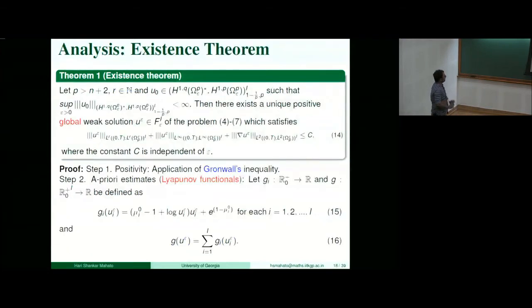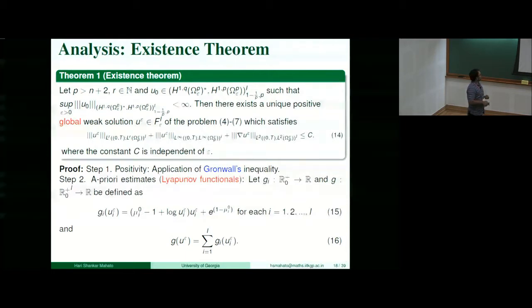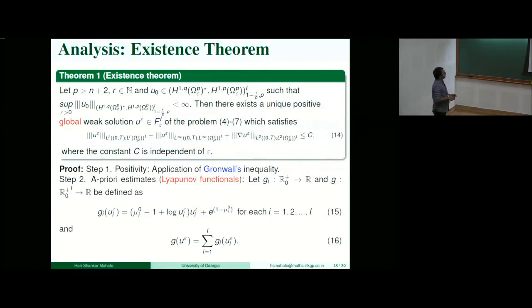So I will just skip that for the time being, and I will come back to our first question, whether we can talk about existence of a global positive unique weak solution. First of all, the positivity can be shown by Gronwall's lemma, and in order to obtain the global solution, we took help of something called Lyapunov functionals. Lyapunov functionals have very nice properties, and so we construct the Lyapunov functional.